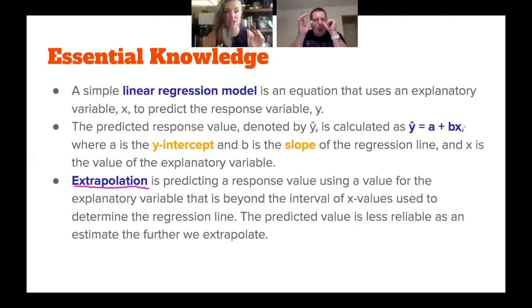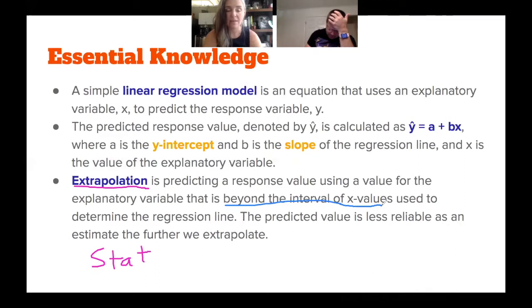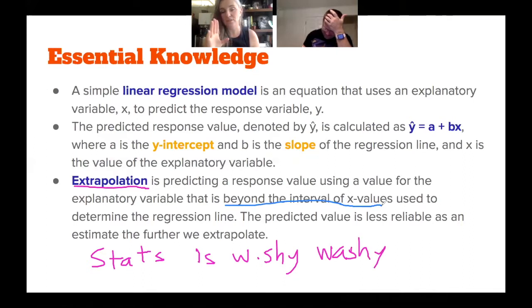Extrapolation is when you use that equation to predict something beyond the interval of X values used to determine that regression line. And the further out you get, the less and less reliable your information is going to be. We're going to look at an example of this, but that is called extrapolation. Stats is wishy-washy. We're wishy-washy because we don't want to make a commitment beyond what we already know.